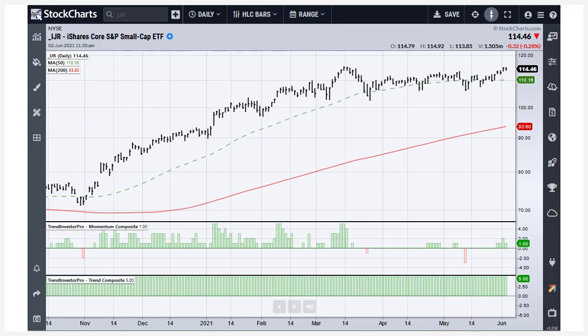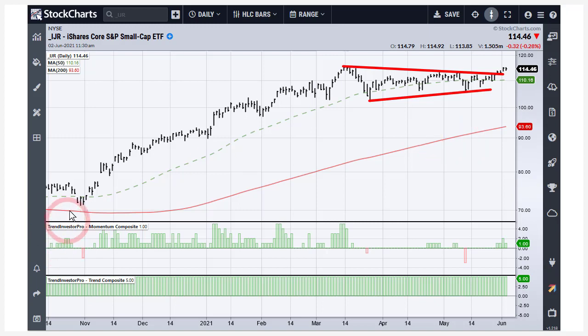But if we look at the price chart for IWM, we can see a triangle consolidation forming. So we've basically been going nowhere, moving above and below the 50-day moving average. But this is a consolidation within an uptrend as far as I'm concerned, because it's a rest. And that is typical after a big move up.